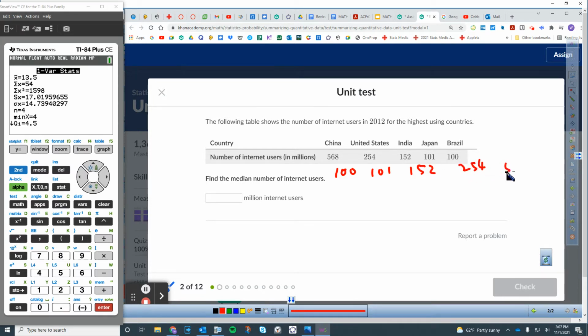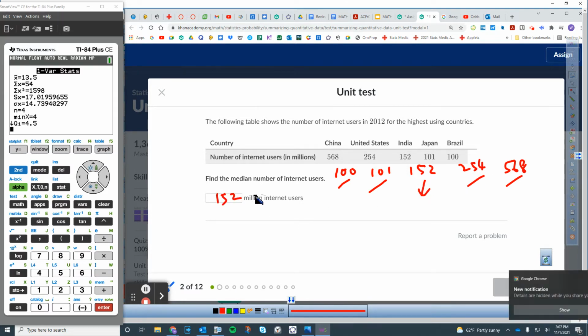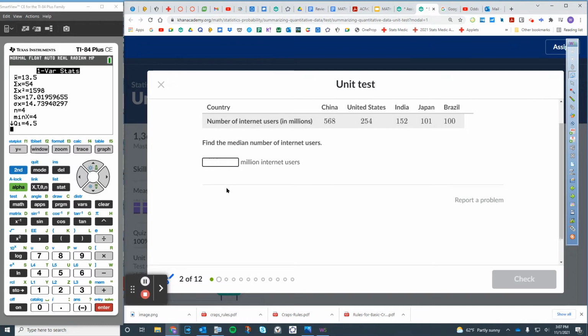to biggest, right? So 100 is the smallest. And if that's the case, cancel the first, cancel the last, cancel this. And the median number is 152. All right, so the median is 152.